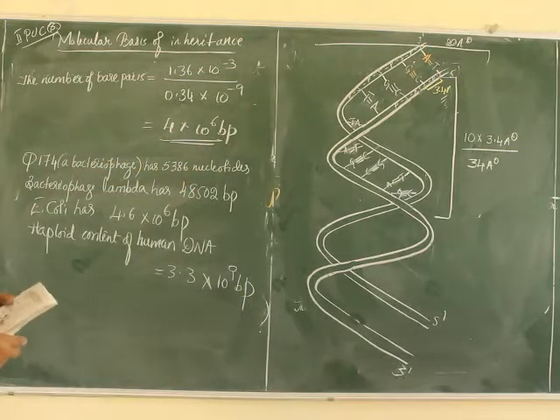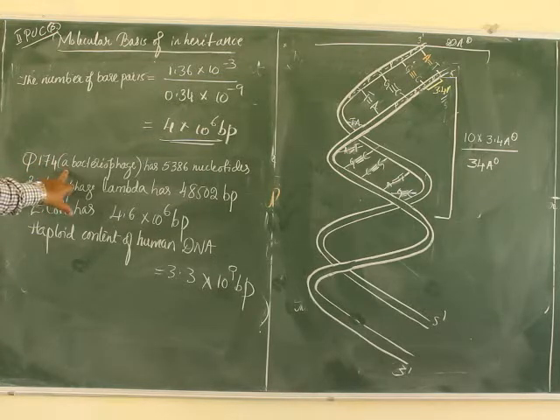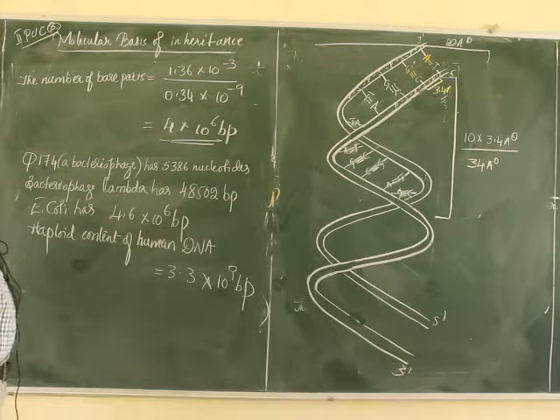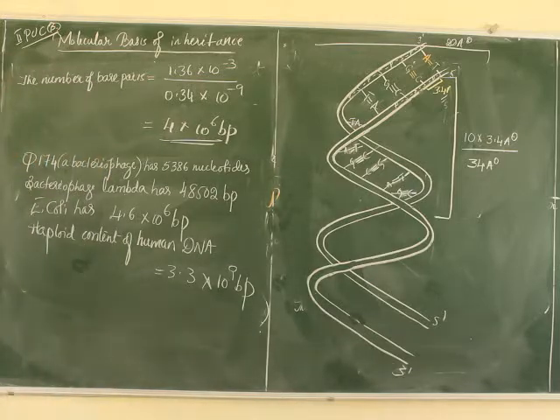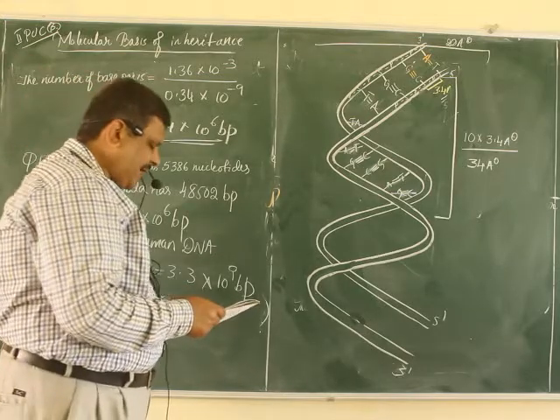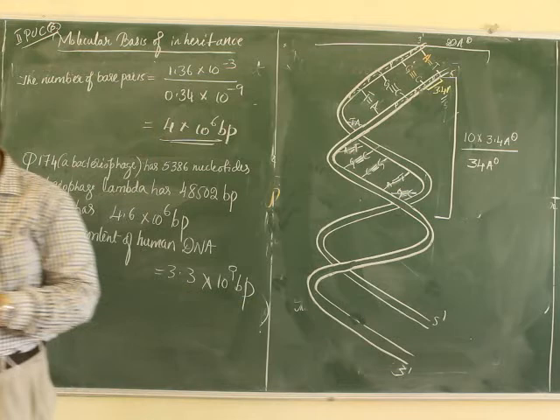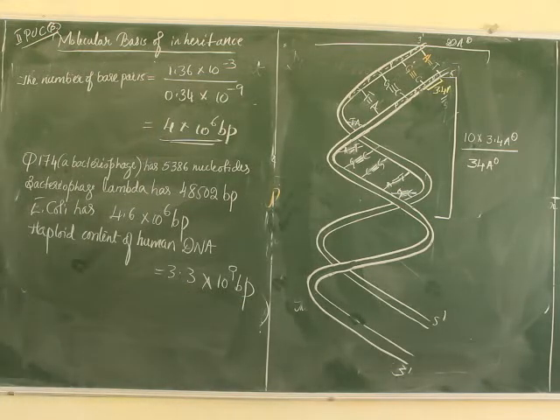These are all, you should keep in your memory. Psi 174 is a bacteriophage having 5,386 nucleotides. Bacteriophage lambda has 48,502 base pairs. E. coli has 4.6 into 10 to the power 6 base pairs. Haploid content of human DNA is 3.3 into 10 to the power 9 base pairs. So these are all the things that you should remember.